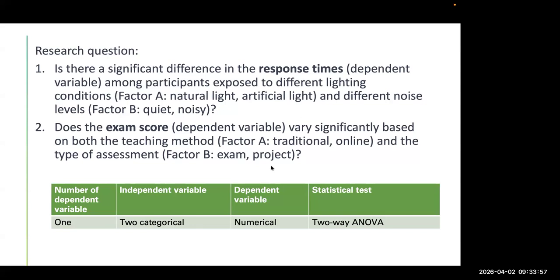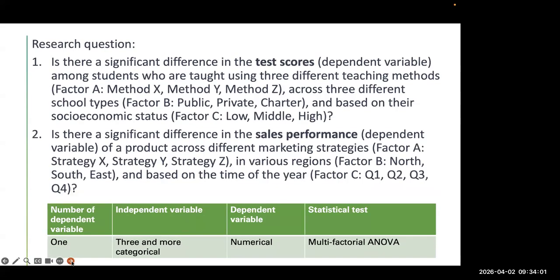Okay. Next, is there a significant difference in the test score? Okay, I only have one dependent variable, which is test score, which we measure in terms of numerical: 100, 70, 80, 85, 89, and so on.